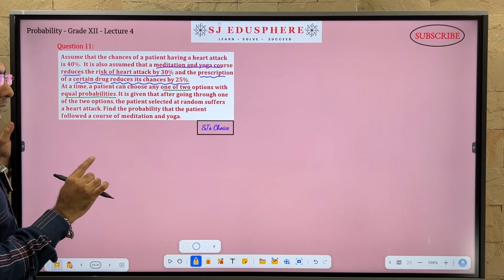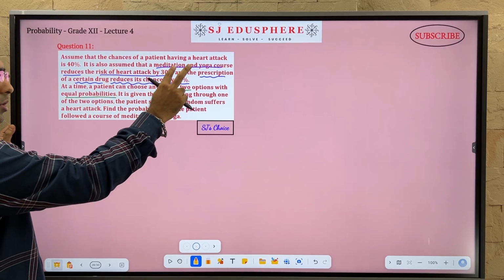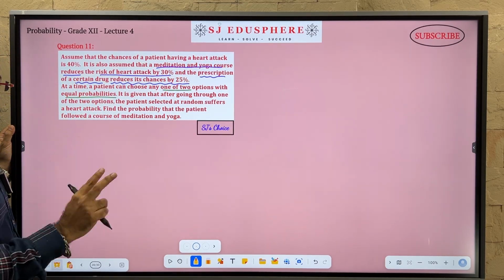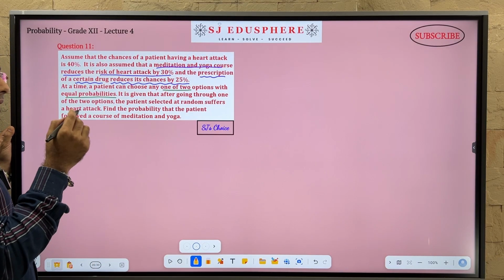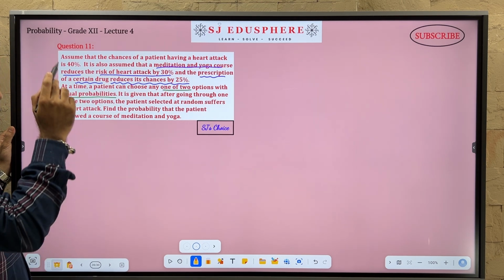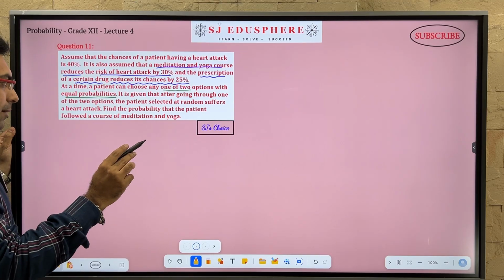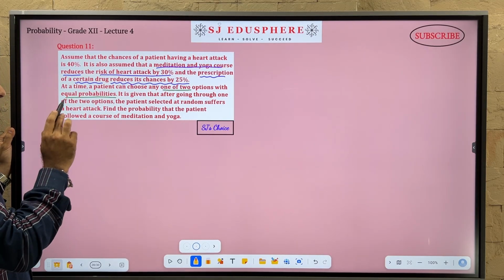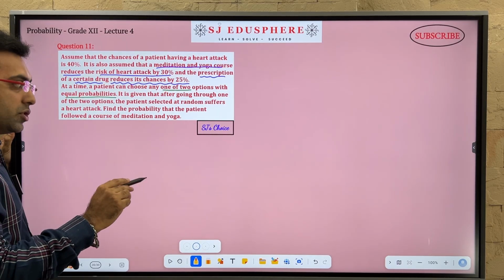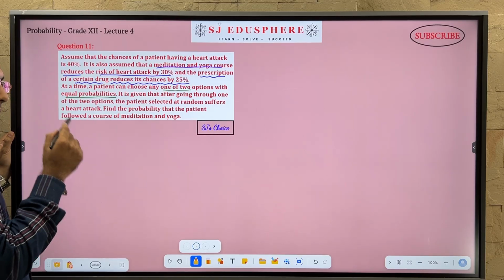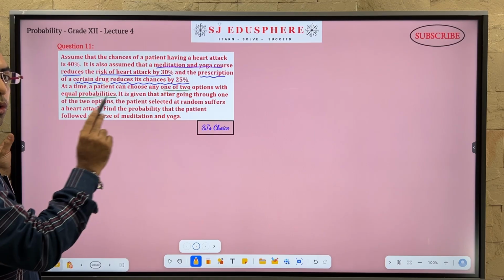That means he can either opt for meditation and yoga, or he can opt to take a certain prescribed drug. Any one of the two. That is your step number 1. It is given that after going through one of the two options, the patient selected at random sadly suffers a heart attack. So after taking these, he or she still gets a heart attack. Find the probability the patient followed the course of meditation and yoga.